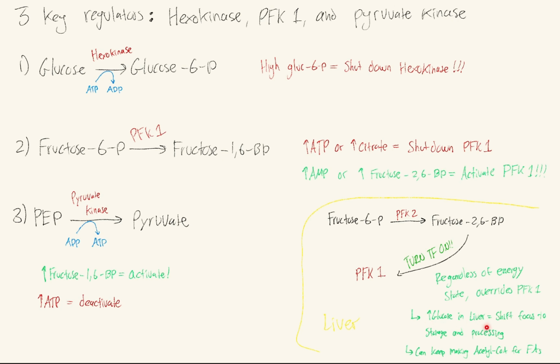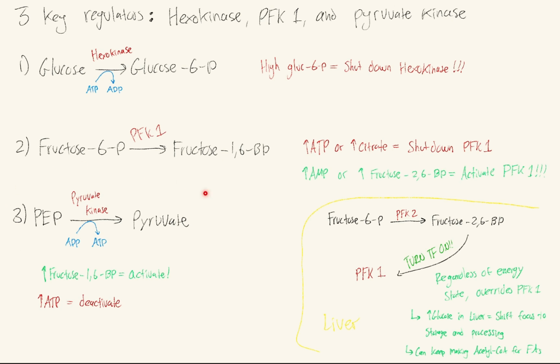So glucose in the liver will now be invested towards a shift in focus to storage and processing, such as glycogenesis. And this way, the activation and overriding of PFK1, despite glucose levels and ATP levels in the cell, can allow us to make acetyl-CoA for fatty acid synthesis, for example, which would be an energy storage process. And so this highlights, again, that PFK2 creates fructose 2,6 bisphosphate as a method to override the inhibitory actions of PFK1 despite energy level. That's typically only in the liver. It's a little bit of a mouthful, so if you need to watch it again or take more notes on this slide, that's perfectly fine.